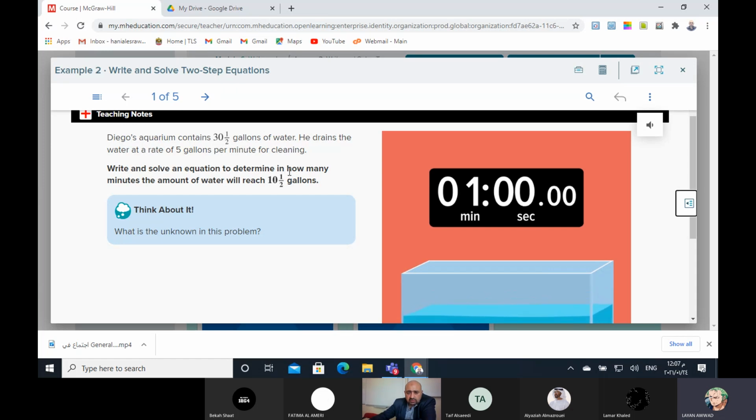So the question here, we want to know how many minutes the amount of water will reach. So use the variable m to represent how many minutes. Take 2 minutes, please, and try to write the equation here and tell me your answer. Start.